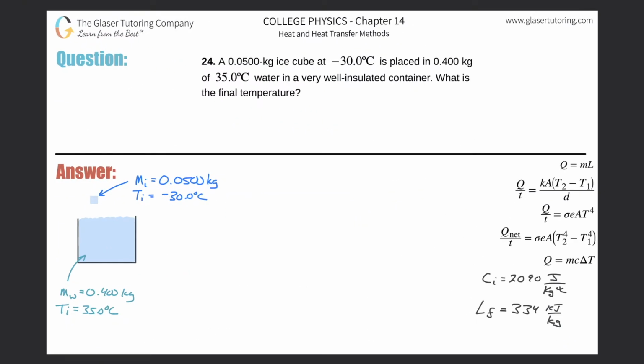Number 24. A 0.05 kilogram ice cube at negative 30 degrees Celsius is placed in 0.4 kilograms of 35 degrees Celsius water in a very well insulated container. What is the final temperature?